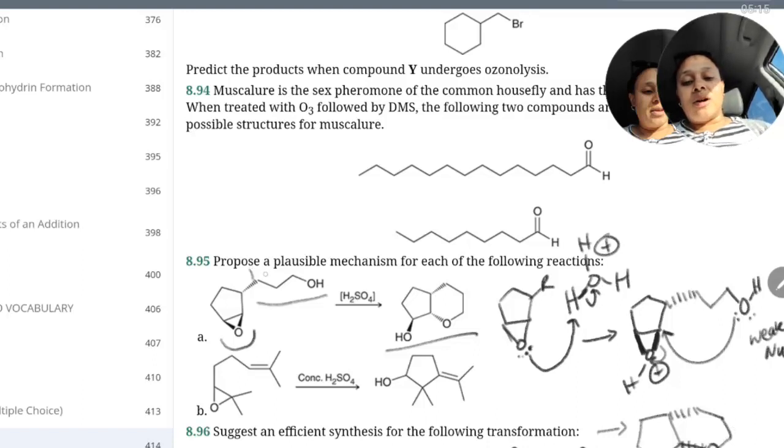And so I'm going to count my carbons, 1, 2, 3, just to make sure. So that's perfect. And I'm going to add my hydrogen, and then water can come in. Remember, it's not going to be the hydrogen sulfide because that's not a good base.